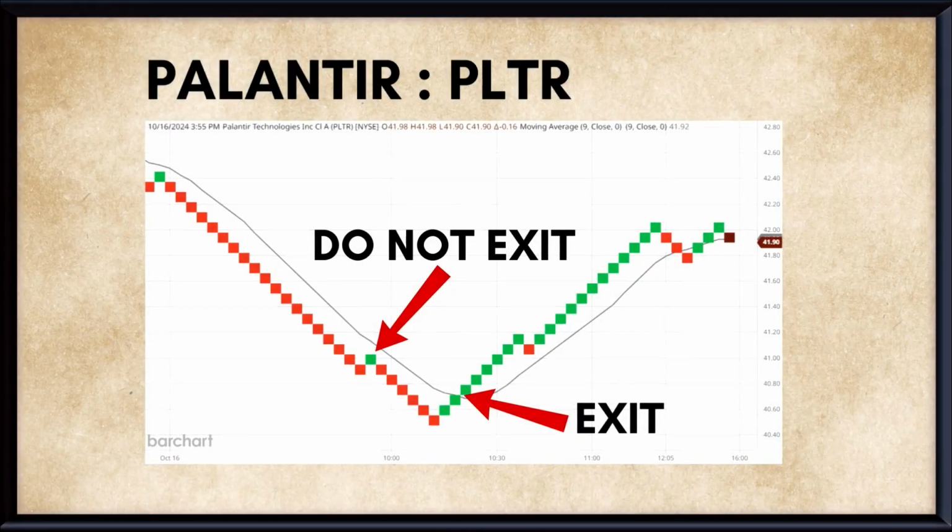I took this screenshot of a Palantir chart to show you this example. You do not exit after you see the first green square. Although full, it ends below the moving average, and the bearish trend continues. It continues until the second green square touches the moving average and crosses above it. Now the market is ready for you to buy the stock again for a profitable new trade.